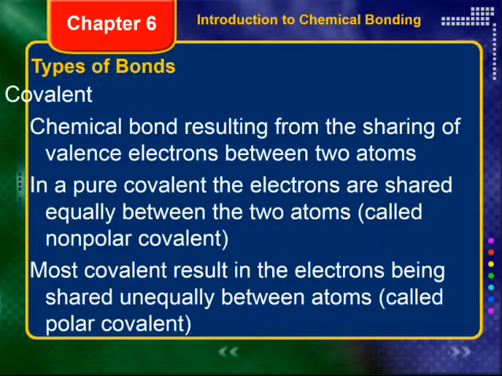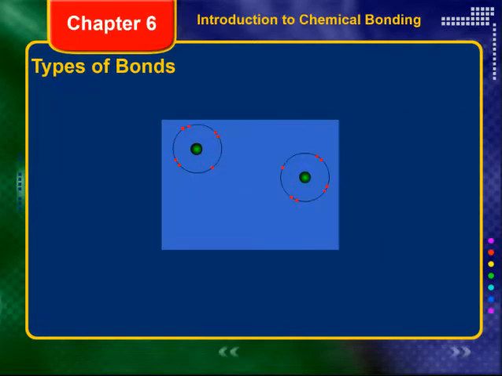But most covalent bonds result in the electrons being shared unequally between the atoms, which we call polar covalent bonds, because most of the time there is at least some electronegativity difference between the two atoms that are bonded. That means that one atom is going to be able to pull harder on those electrons in the bond, making those electrons lean a little bit closer to that more electronegative atom. Again, we call that a polar covalent bond.